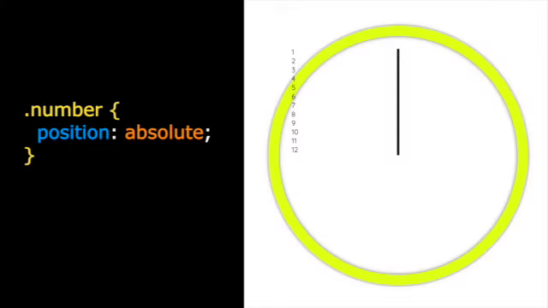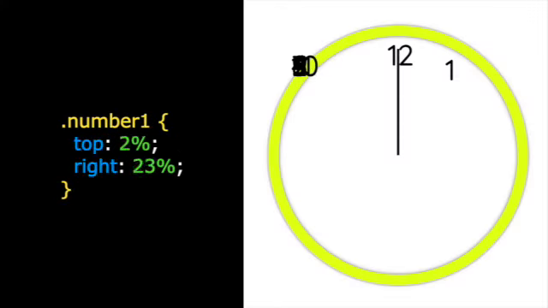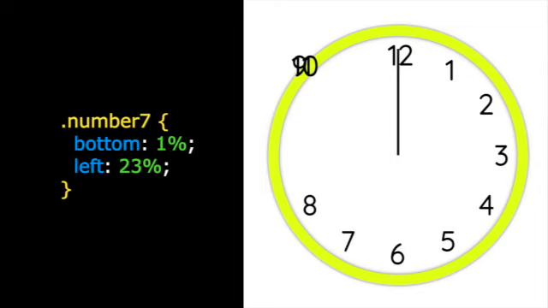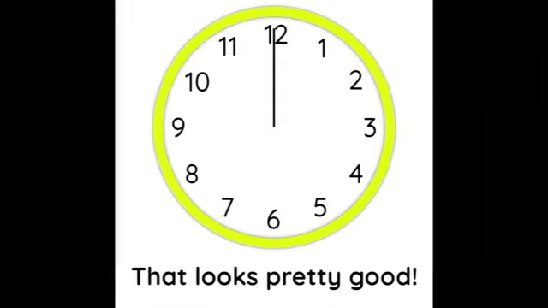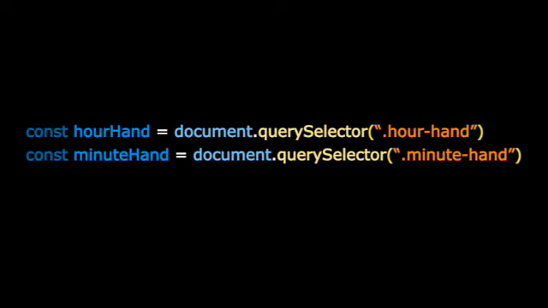We need to take a few minutes and position the numbers with position absolute, and then put in specific percentages to position each one as best we can. That looks pretty good. Let's check out the JavaScript. Start with doing query selectors for each hand.